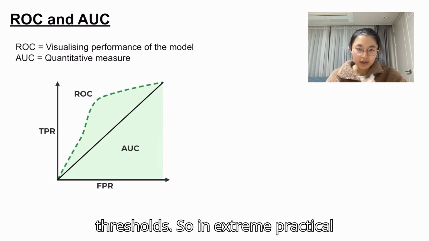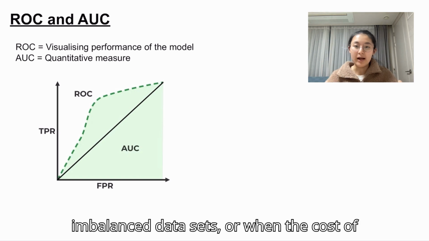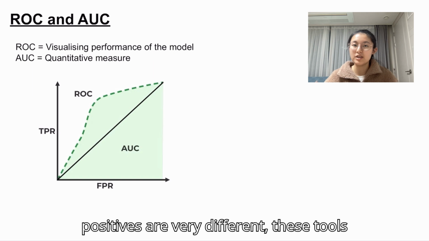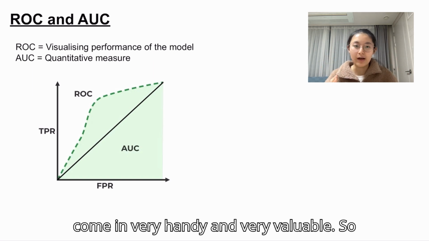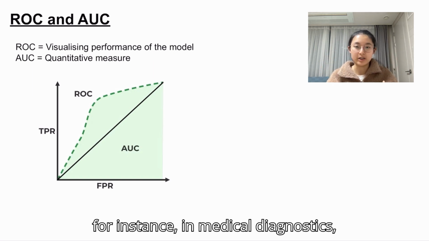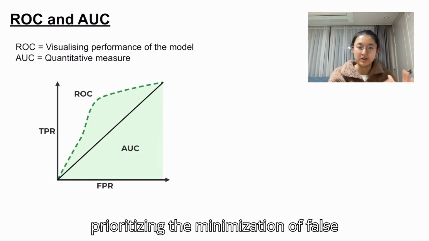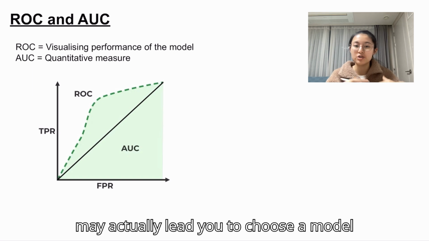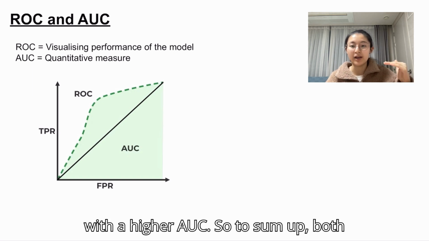So in extreme practical terms, while you're working with imbalanced data sets or when the cost of the false negatives or the false positives are very different, these tools come in very handy and very valuable. So for instance, in medical diagnostics, prioritizing the minimization of false negatives, which refers to failing to detect a certain condition, may actually lead you to choose a model with a higher AUC.